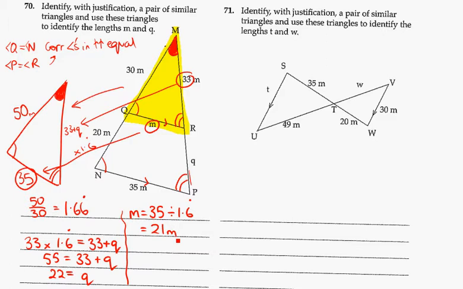Right, next question, just the same, only this time we're asked to identify and justify a pair of similar triangles. So because these are parallel lines, that angle and that one, U and V, will be the same because they're on alternate sides of a transversal. There's my two parallel lines. So I can see that angle U would equal angle V because they're alt angles on parallel lines which are equal. And similarly, angle S and angle W would be similar because of that as well.